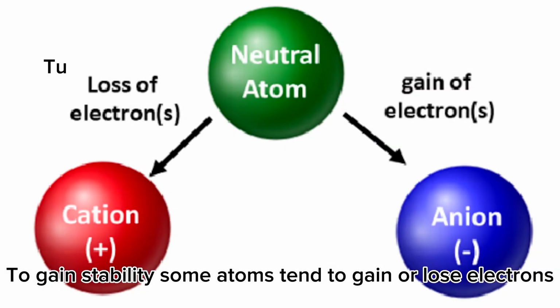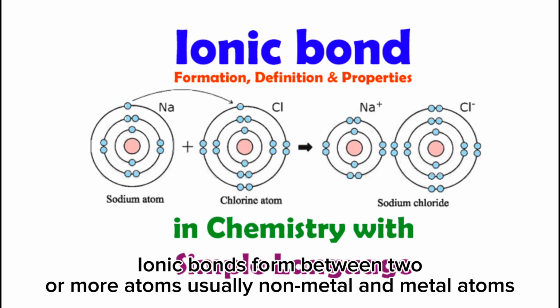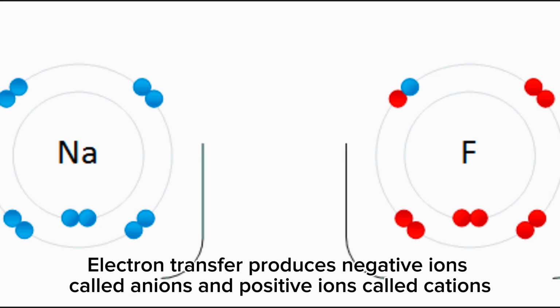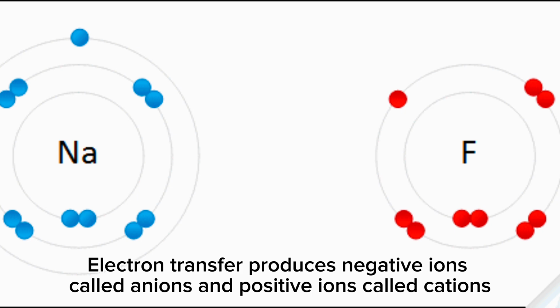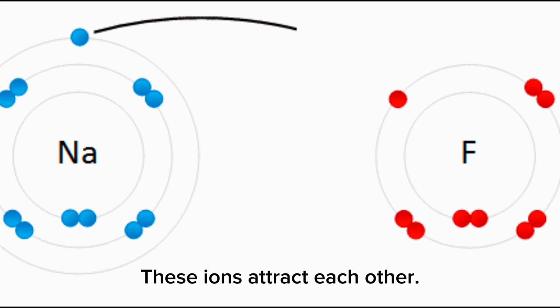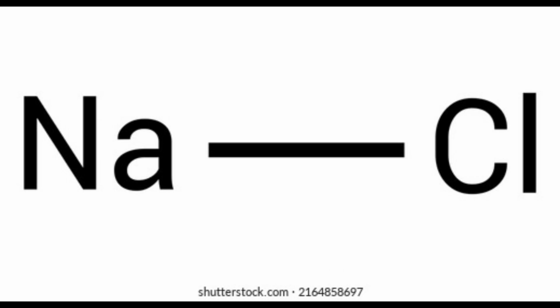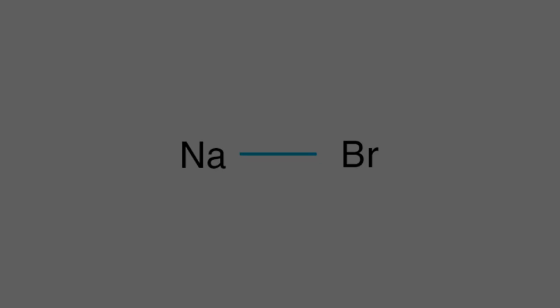To gain stability, some atoms tend to gain or lose electrons. This is also known as ionic bond. Ionic bonds form between 2 or more atoms, usually non-metal and metal atoms, by the transfer of 1 or more electrons between atoms. Electron transfer produces negative ions called anions and positive ions called cations. These ions attract each other. Examples of ionic bonds are sodium chloride (NaCl) and sodium bromide (NaBr).